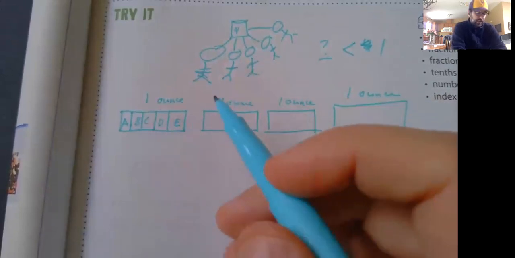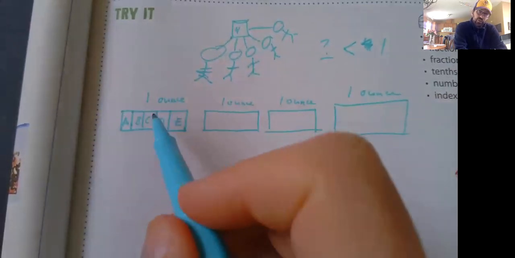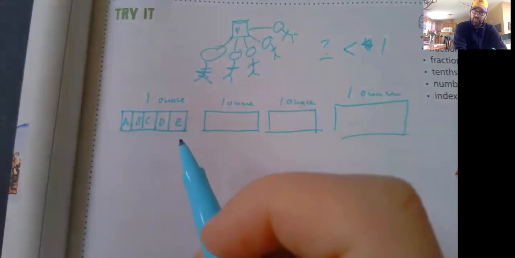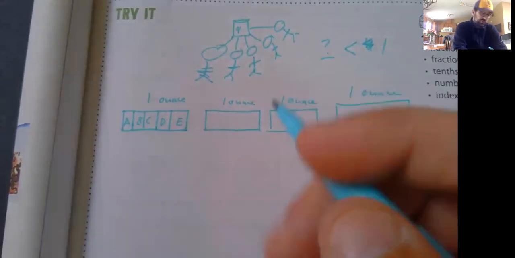Each of these is a kid, and each one's going to get this amount. So of the first ounce, each person's going to get 1 out of the 5 pieces because we're dividing it into groups of 5, right?